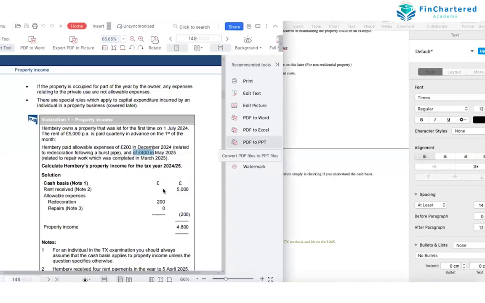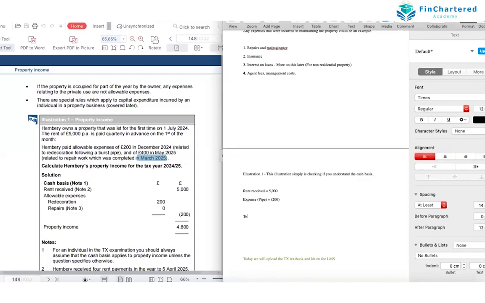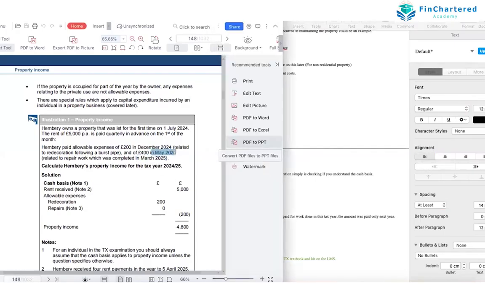Yes, this is work that was done this year, in this tax year. In March 2025, it was done. I agree with you. I agree the 400, although it was paid for work done in this tax year, the amount was paid only next year. See, when did I pay the amount? I paid it in May 2025.